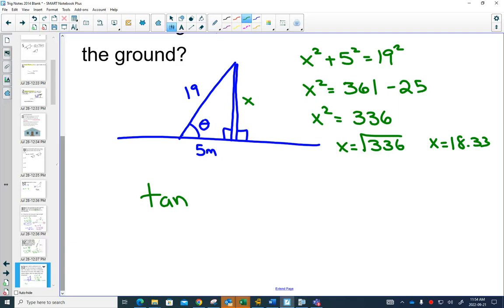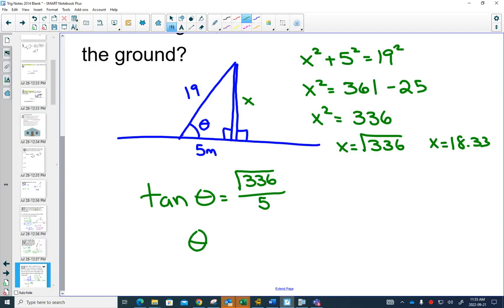Okay? Tangent of theta. What number am I going to put on the top? What number am I going to put on the bottom? 19 or 5? 5. Because of TOA. Tan is the opposite over the adjacent. So we go to our calculator. Okay? I'm going to write it down first.